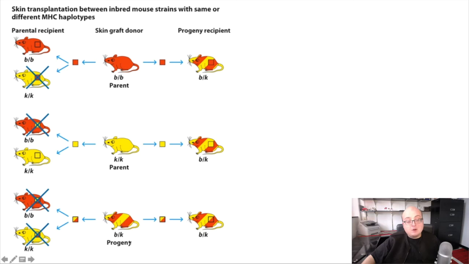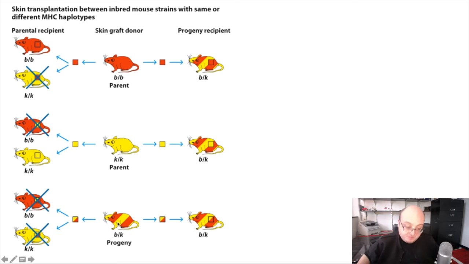But if we take that progeny mouse and take skin from it, what we see is that the heterozygous BK mouse could donate skin to another heterozygous mouse, but it could not donate skin back to its parents. That's because its skin has both B and K, and so a mouse that is homozygous B is going to reject the K MHCs, and the mouse that is homozygous K is going to reject the B MHCs that are found within that heterozygous graft.